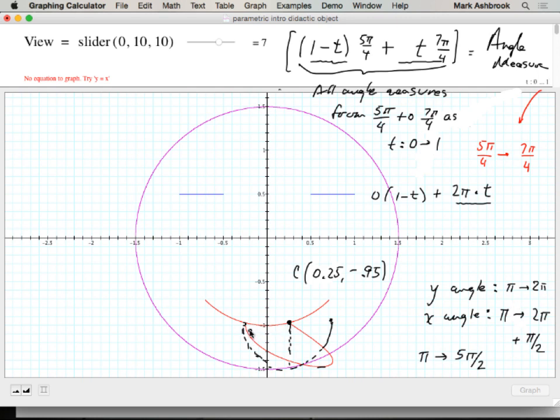The radius is 0.5, and the center is 0.25, negative 0.95. So you've got to put all that together. You've got to use this construct from 0 to 1, right? So as t goes from 0 to 1, we want the y angle to go from pi to 2 pi. We want the x angle to go from pi to 5 pi over 2. And we want the radius of 0.5 and a center of 0.25, negative 0.95. So that's for you to work on. You can go to your friends who can't get it.